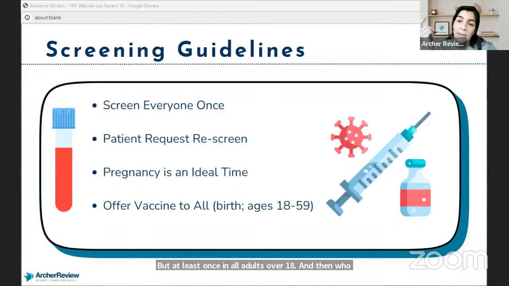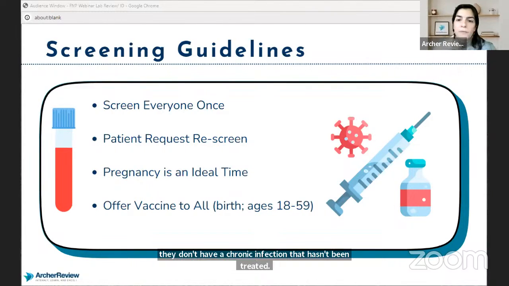And then who are you rescreening? Definitely pregnant patients, at least in the first trimester, we want to catch those patients early. They do a hepatitis B screening on all body fluid donations. And then also any patients, if you work in specialty, if you're starting a patient on immunosuppressive therapy like biologics, chemo, you're going to be checking for Hep B as well, just to make sure they don't have a chronic infection that hasn't been treated that's going to maybe get reactivated once their immune system is down.